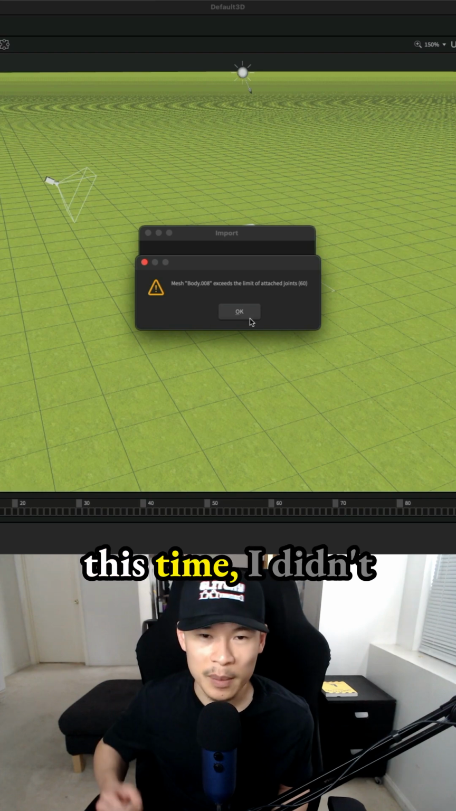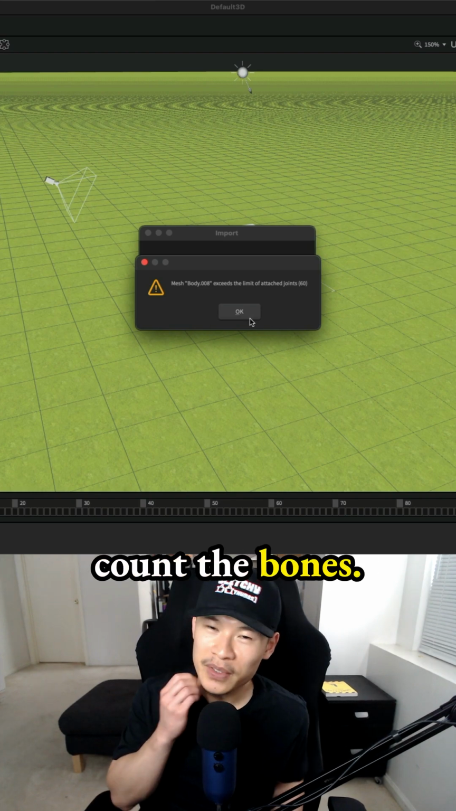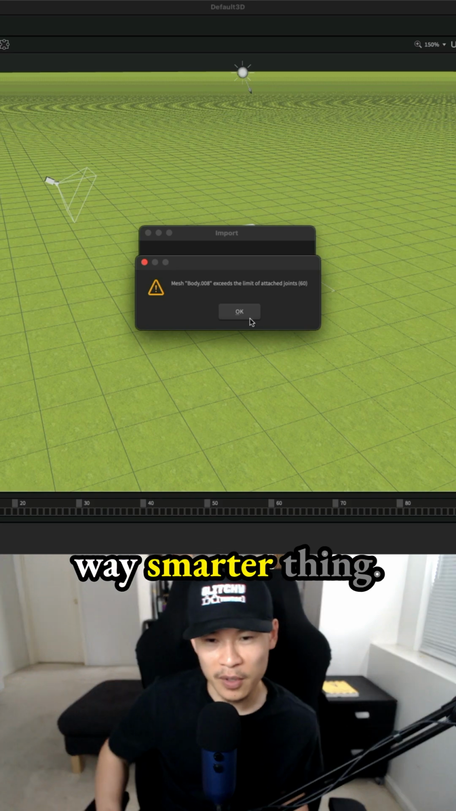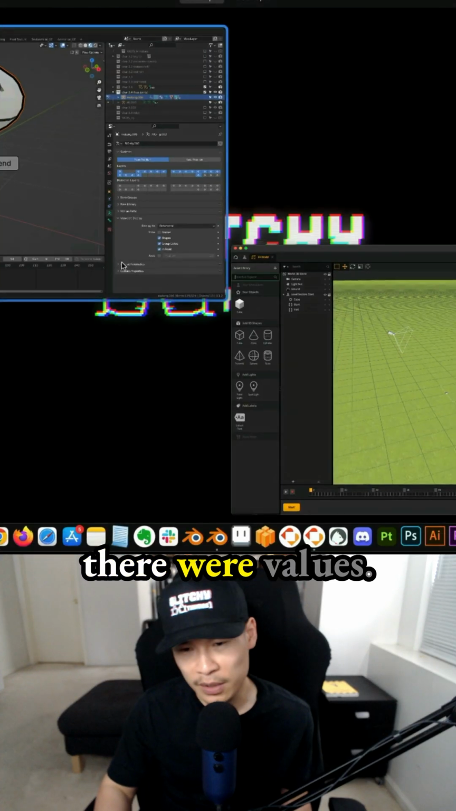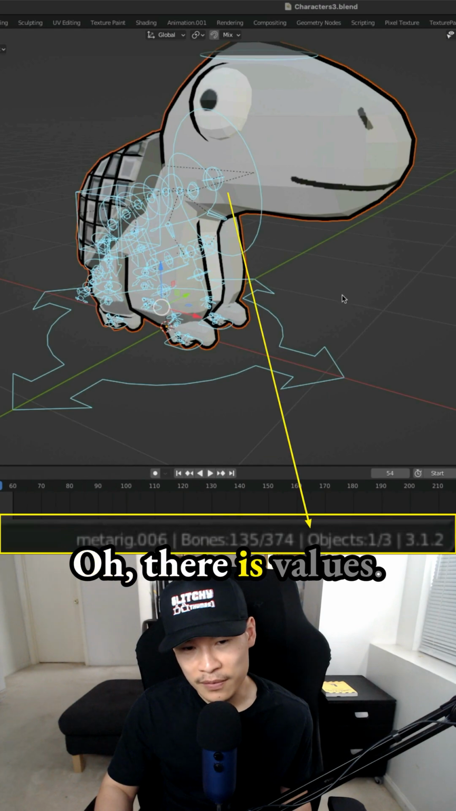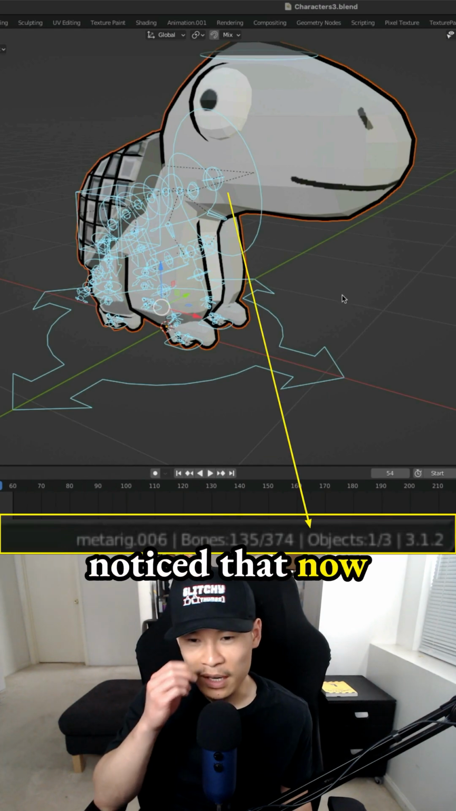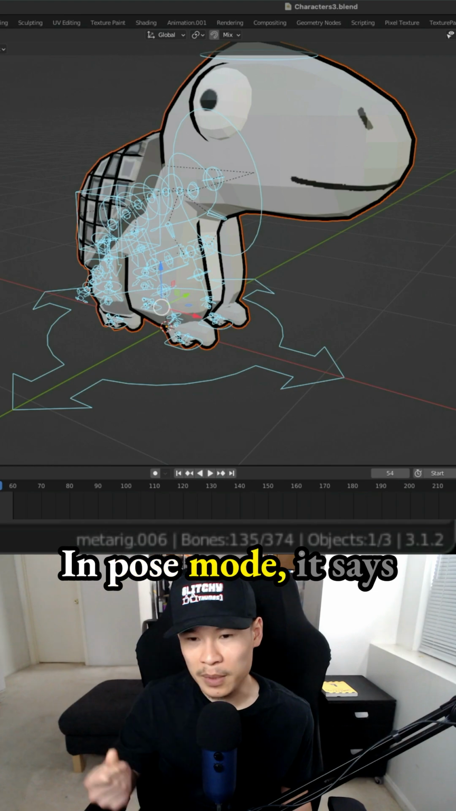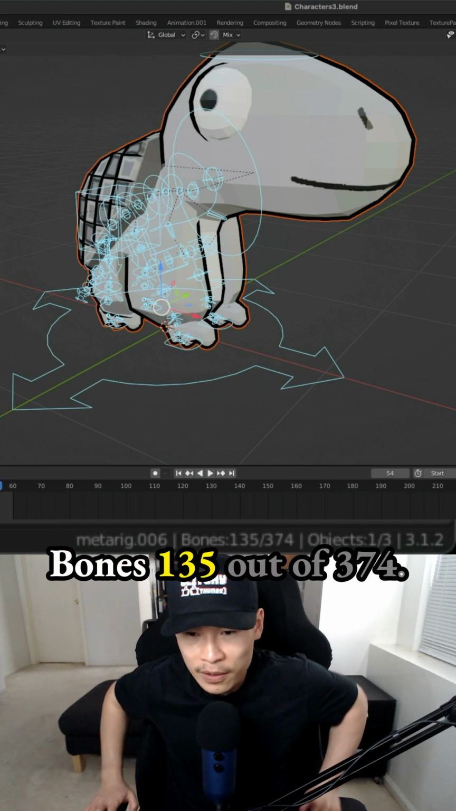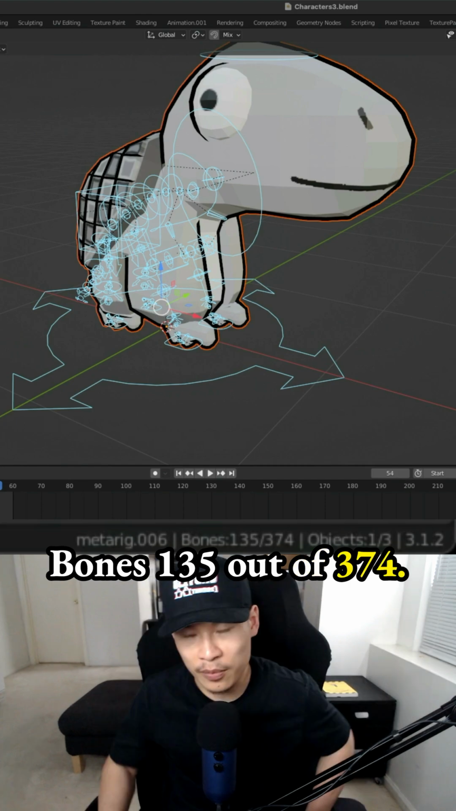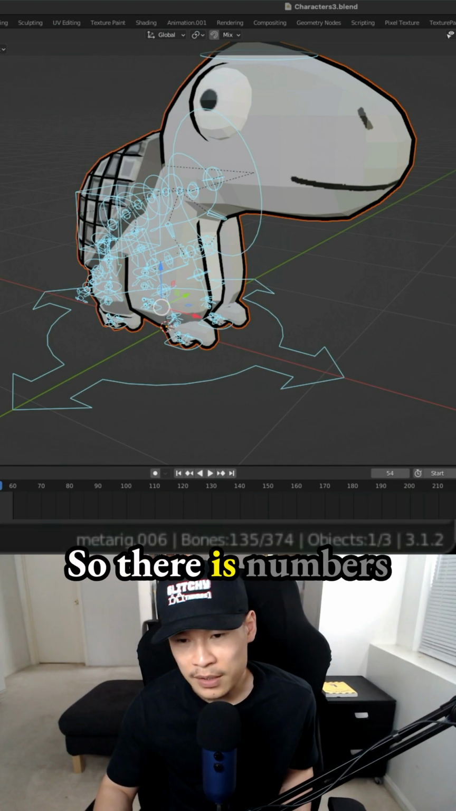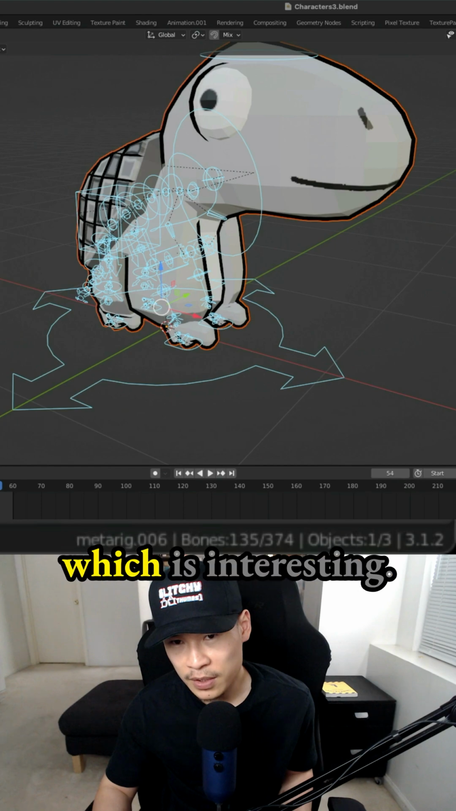I think during this time, I didn't count the bones. That probably would have been a way smarter thing. Like I said, I wish there were values. Oh, there is values, actually. I just noticed that now at the bottom of the screen. But in pose mode, it says bones 135 out of 374. So there is numbers for the bones, which is interesting.